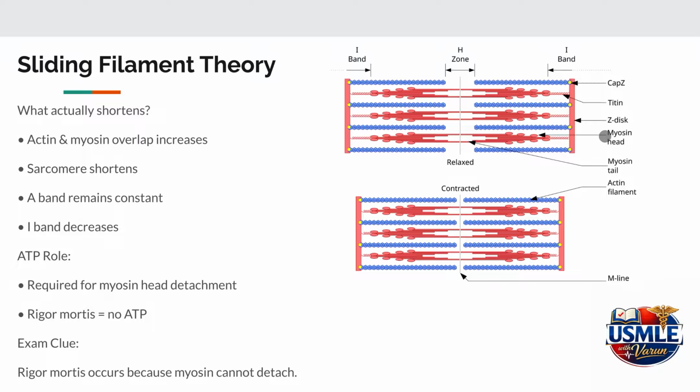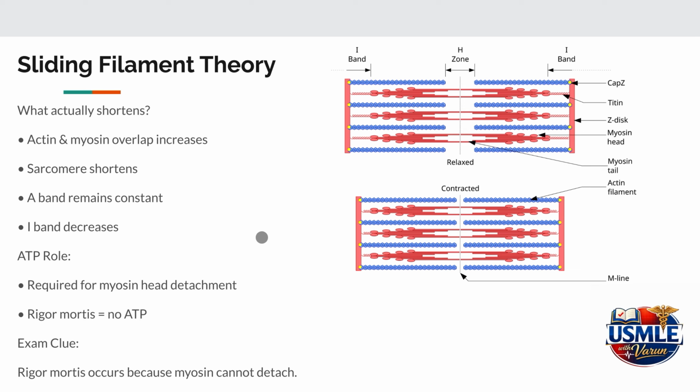During contraction, the sarcomere shortens. Here we have something called the A band. The A band remains constant while the I band shortens. ATP is required for the attachment of myosin. ATP is also required for the detachment of myosin heads. Lack of ATP causes rigor mortis.